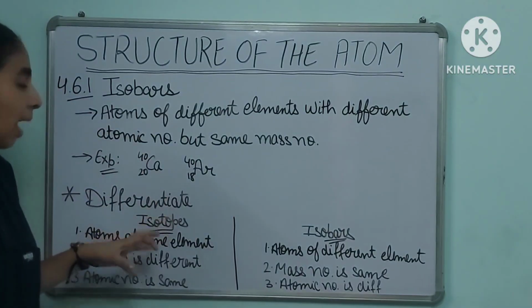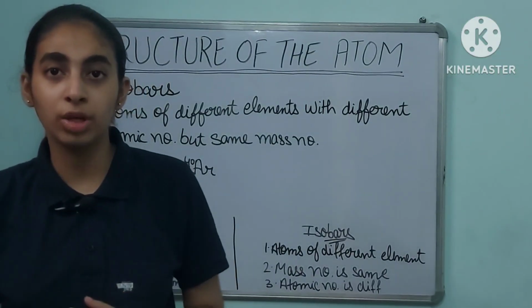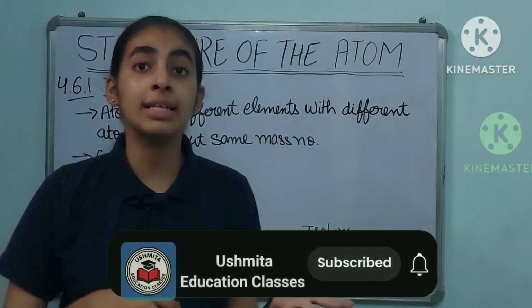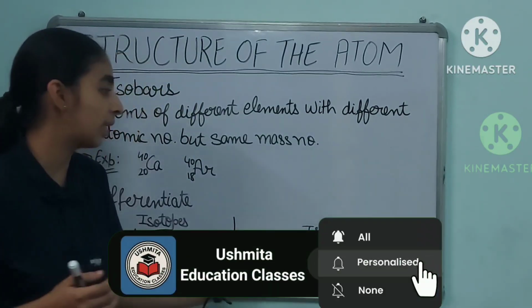So this was a chapter in which we talked about how electrons are distributed, what is atomic number, what is mass number, what are isobars and isotopes, and what is the difference between isotopes and isobars.